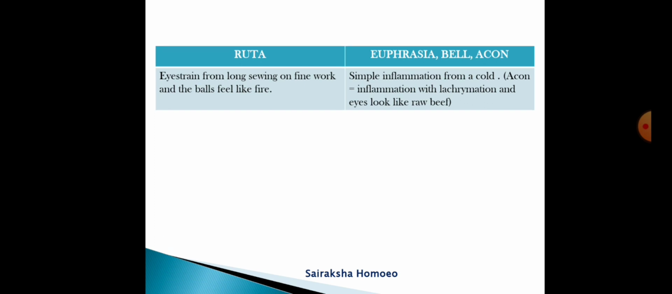Ruta, Euphrasia, Belladonna and Aconite. So when and how can you differentiate? In Ruta, eye strain will be more common from long sewing on fine work, and the balls will feel like fire. While Euphrasia, Belladonna and Aconite are also eye remedies which you give in simple inflammation from a cold. While Aconite will have inflammation with lacrimation and eyes look like raw beef. That means that redness will be seen in Aconite.